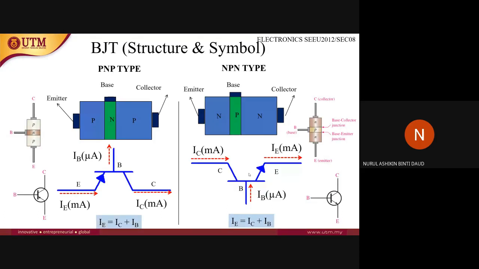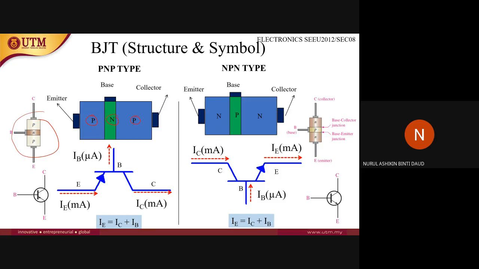So this is the structure and symbol for BJT. For PNP type, it is separated with the N region in the middle. So the base will be N. The emitter and the collector of this type of BJT will be P region. So it also can be represented like this, P N P, where this is the collector, this is the base, and this is the emitter.